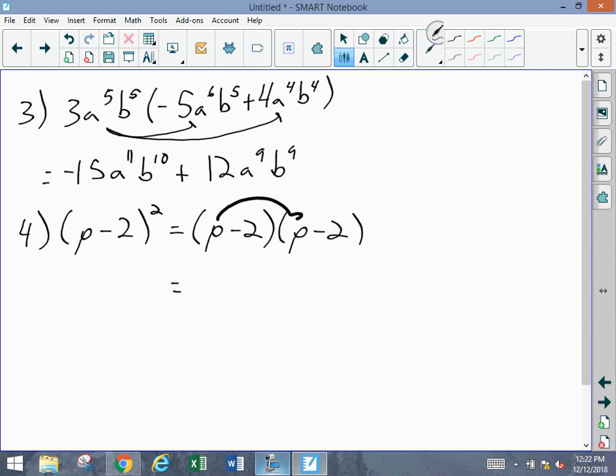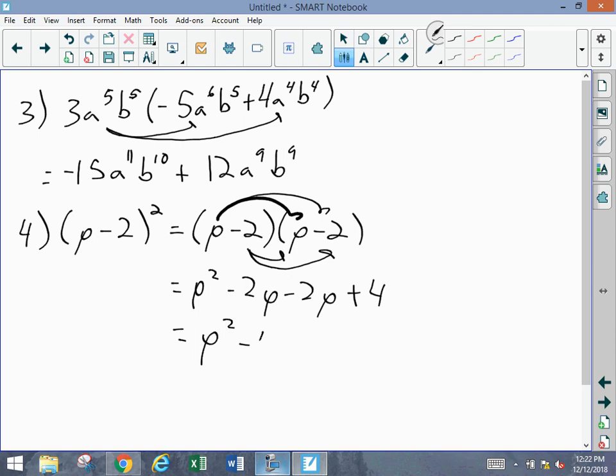P times p is p squared. P times negative 2 is negative 2p. Negative 2 times p is negative 2p. Negative 2 times negative 2 is 4. So that's p squared minus 4p when I combine like terms, plus 4.